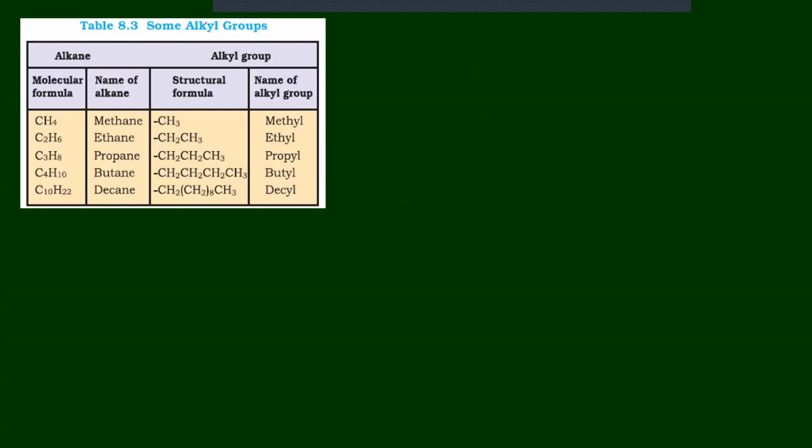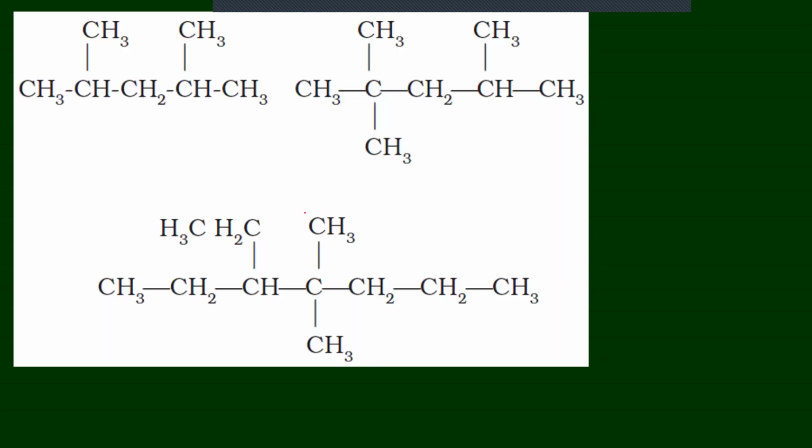Okay. So these are some alkyl groups which I have already discussed. From the methane, you remove a hydrogen atom, you get a methyl. From the ethane, ethyl, propane, propyl, butane, butyl, decane, decyl. Okay, here there are some more examples. So in the first one, longest chain would be of how many carbons?